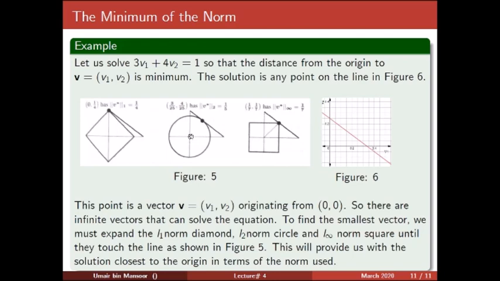Now let's take another vector which starts from 0 and touches this line other than this point. Let's look at this point. Now this point is bigger in length. Any point other than this point would be bigger in size. So this point is the smallest vector solution provided by the L2 norm. Similarly, the L infinity norm works on the same principle. As I've mentioned, this will provide us with the solution closest to the origin in terms of the norm used.